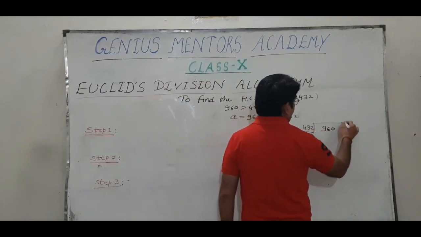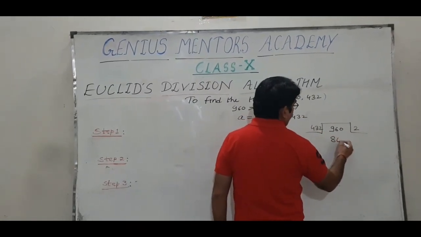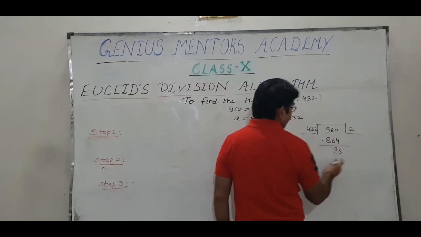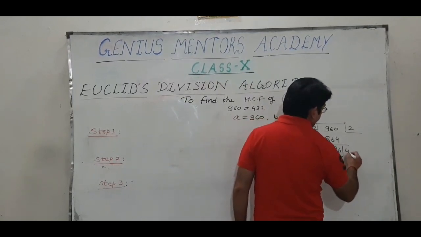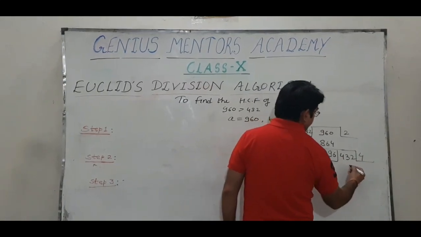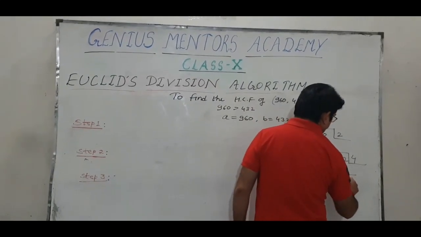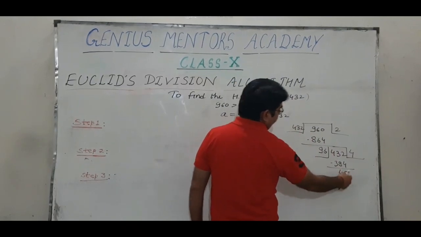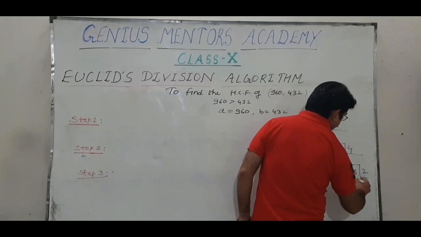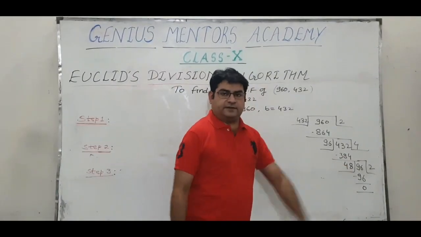432 times 2 is 864, remainder 96. 432 divided by 96 gives 384, remainder 48. Then 96 divided by 48 gives remainder 0, so the HCF is 48.